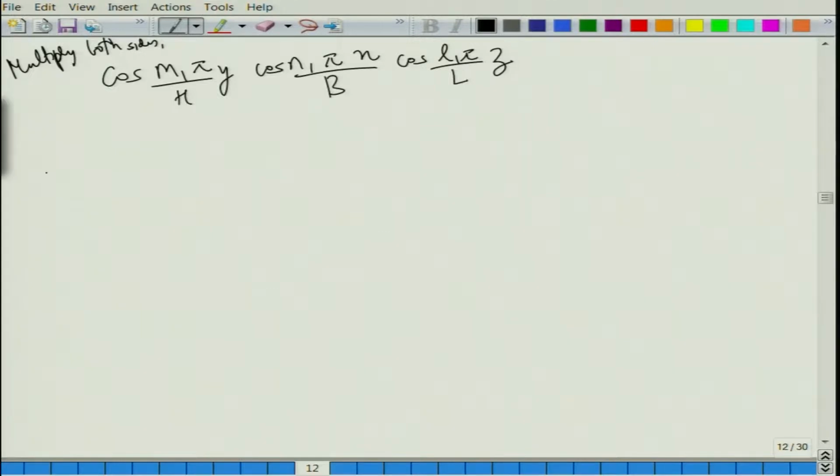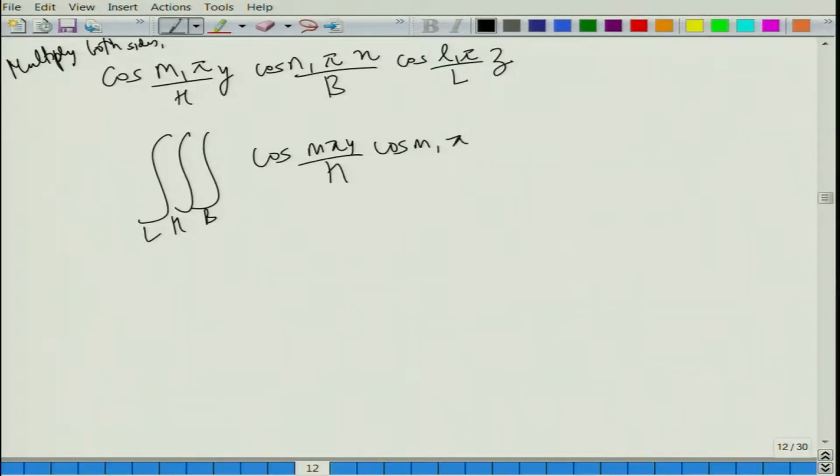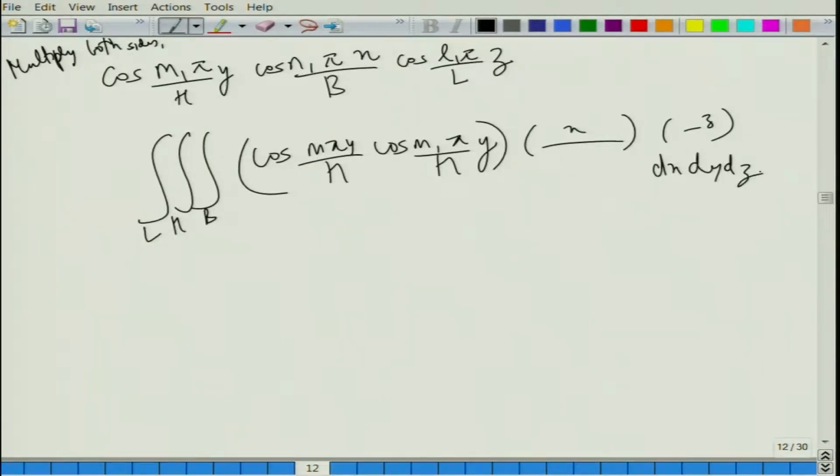Okay. And then when we integrate, we multiply both sides and integrate over the volume. So, L h p, we get cos of m pi by h, cos of m1 pi h by y. We can pair this term similarly for the x term, similarly for the z term, dx dy dz. So, only when m is equal to m1, n is equal to n1, and L is equal to L1, only when you have such a thing it will survive.